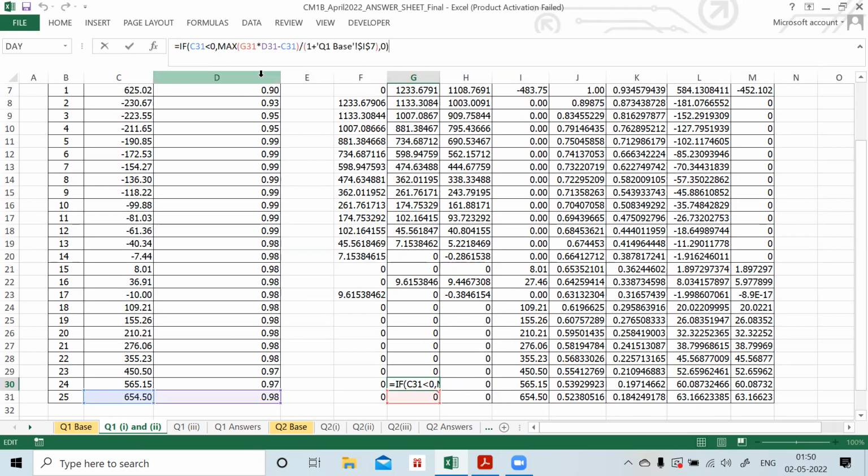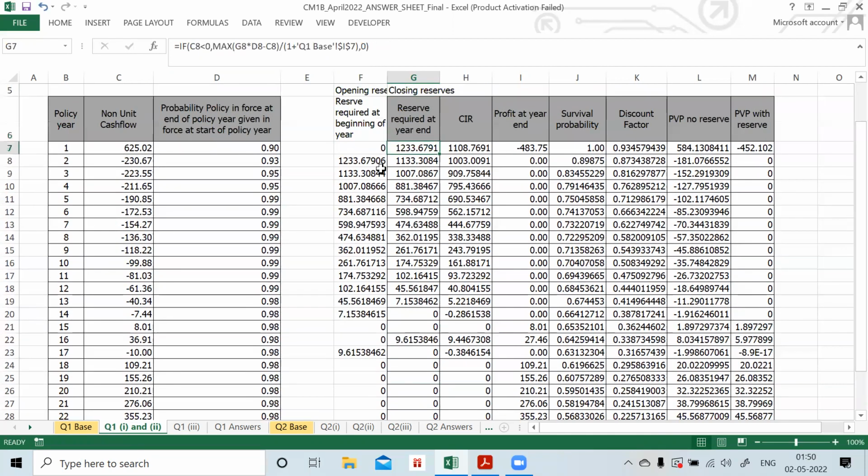When we start from here, the formula that we are using is: if C31 is less than 0, that means if the last cash flow is negative, then we take the maximum of the reserve into the probability, minus the cash flow, and we divide it by the non-unit fund interest rate, that is 1 plus 0.04. Otherwise, if it is greater than 0, then we want 0, and we zeroize these. So all the negative cash flows over here are calculated.